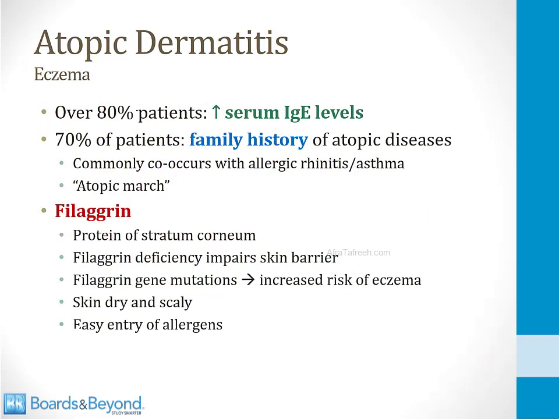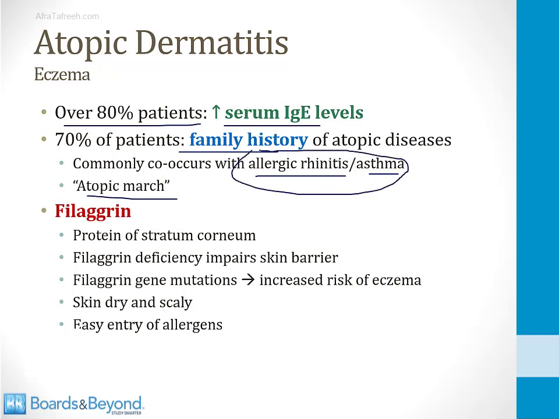There are a couple of special clinical features of eczema that you need to know for step 1. First of all, over 80% of patients with eczema have increased levels of serum IgE, and 70% of patients have a family history of atopic diseases. Eczema commonly co-occurs with other allergic disorders like allergic rhinitis and asthma. This is sometimes called the atopic march. So a family history of eczema or one of these disorders is very common in patients with atopic dermatitis.